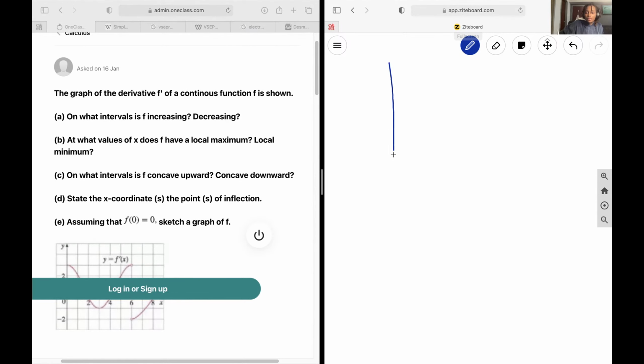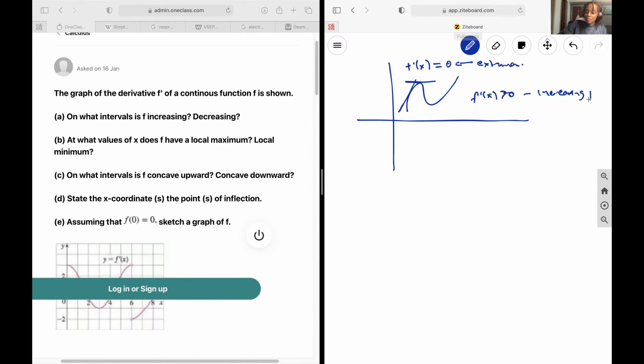And so let's just build our theory. You know that if we have a function like that, if the derivative is 0, because the derivative describes the slope of the tangent at that point, then we have extrema. If the derivative is positive, then we have an increasing function. If the derivative is negative, which is here, the slope is negative, then we have a decreasing function.